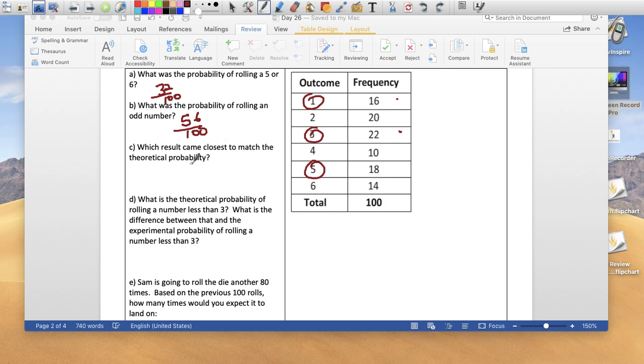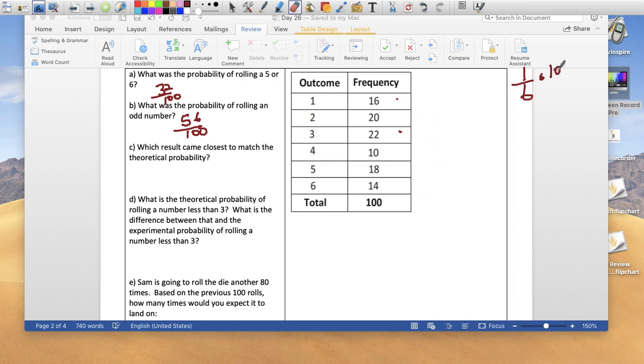Which result came closest to match the theoretical probability? Meaning, let's say that before you rolled and you were just looking at a die, what's the percentage that you would expect for each one? So if I asked you before rolling a die, what's the probability of landing on 1? It would be 1 out of 6, 2, 1 out of 6, 3, 1 out of 6, etc., right? So 1 out of 6 for each of these numbers.